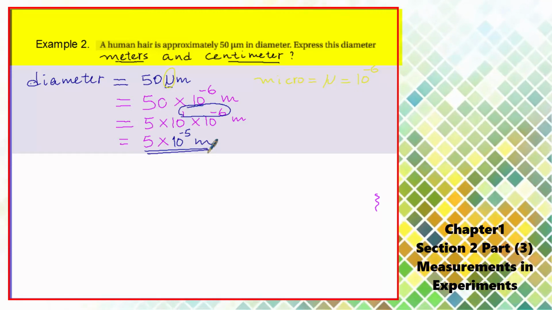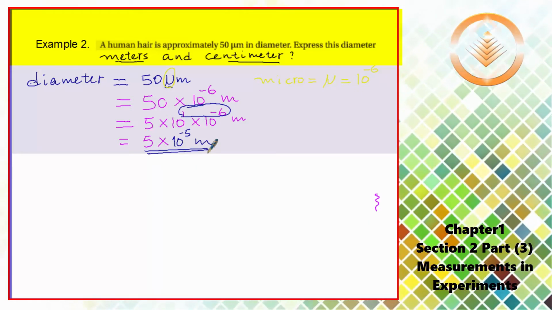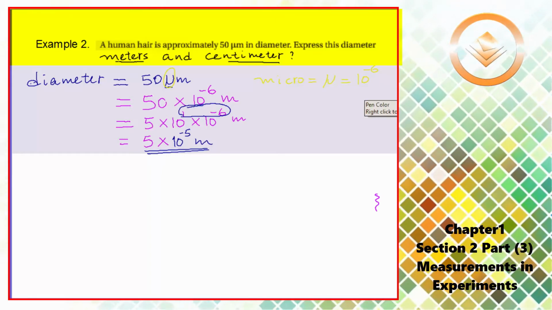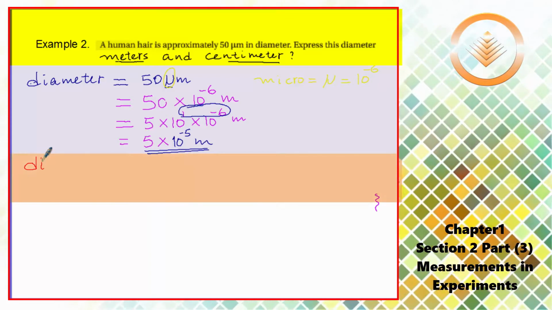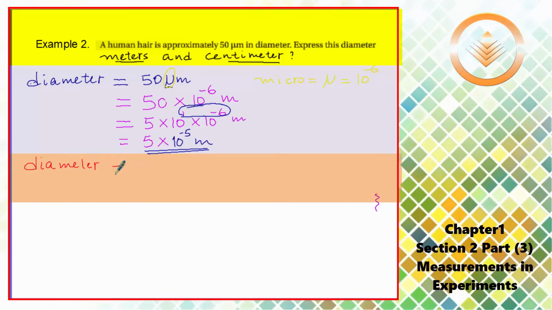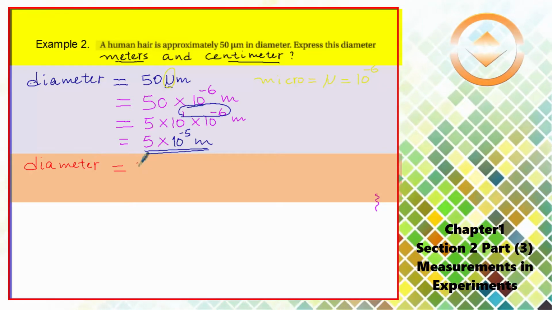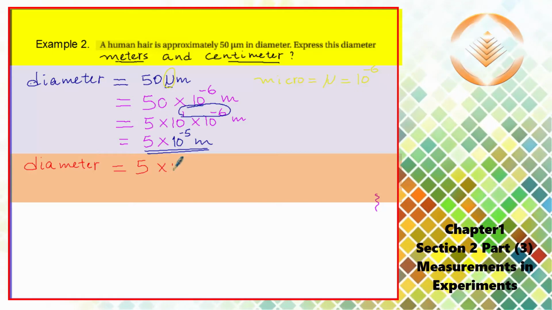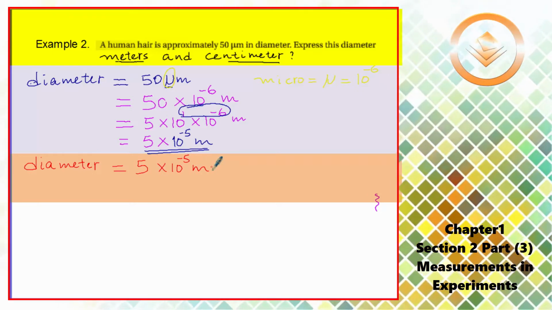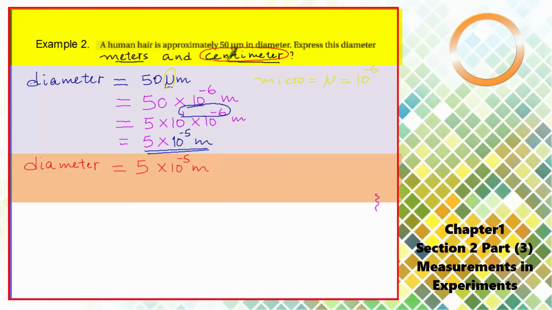The second answer is to find the diameter in terms of centimeter. We want to convert this to centimeter. The diameter is given by, it's already given here, 5 times 10 to the power of negative 5 meter, but we have to express it in terms of centimeter.